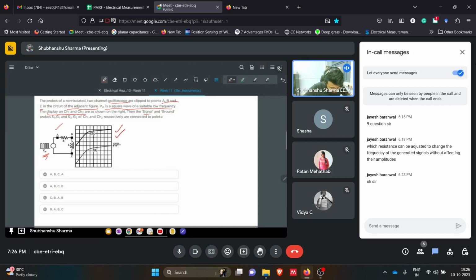Then the signal ground probes, that is S1, G1. So there is this also you have seen. So there are these signals: one is S1, G1, S2, and this is G2. So one probe you are attaching to some part of the circuit. This is channel 1, this is channel 2. So channel 1 you are attaching to some part of the circuit, and channel 2 you are attaching to some part of the circuit.